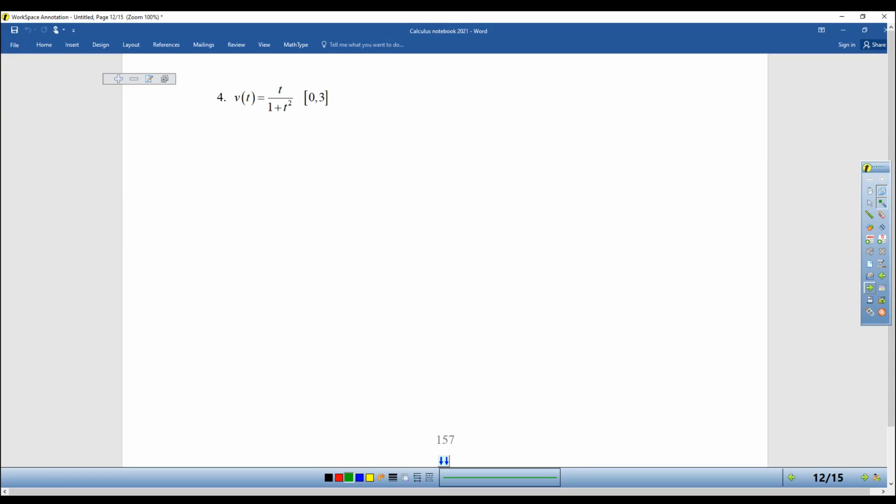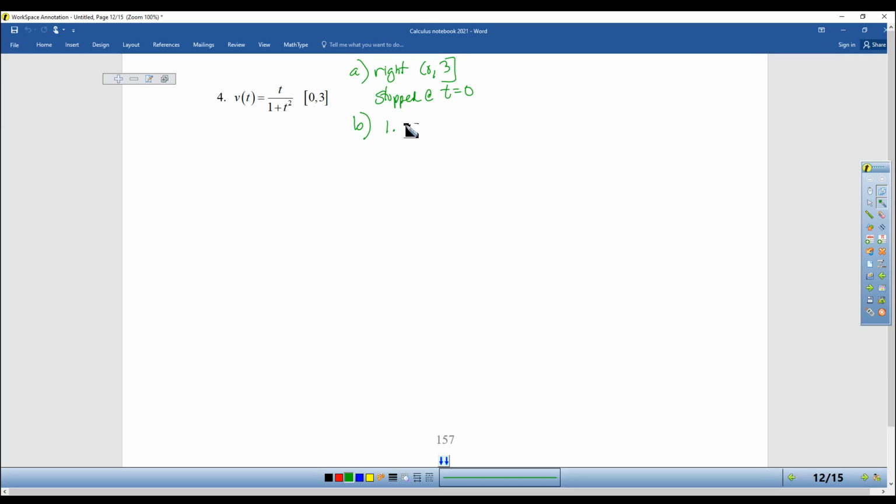Okay, last one of this type, number 4. You should really try it on your own. In fact, so much, I think I'm just going to give the 3 answers. So this one is always moving to the right from 0 to 3. It is stopped at t is equal to 0 when it first starts.